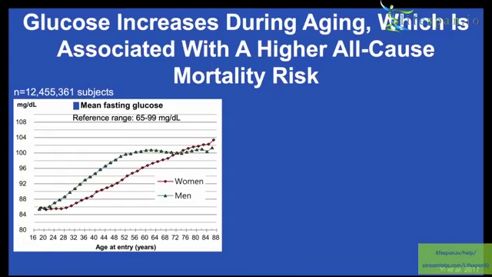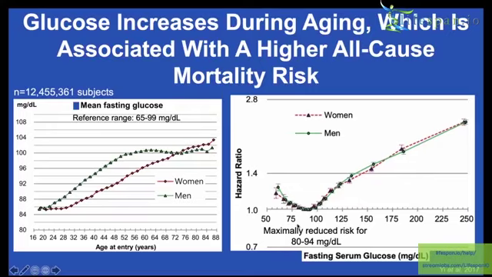Somewhere around 85, 86 is found in biological youth. That number is important because if we look at risk of death for all causes, and that's what's shown here, the hazard ratio versus the circulating concentration of glucose levels, the lowest point of the curve is where the lowest risk for all-cause mortality would be, and for that it's 80 to 94 milligrams per deciliter.